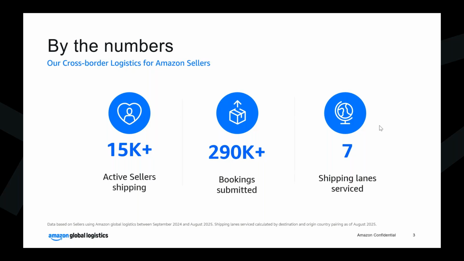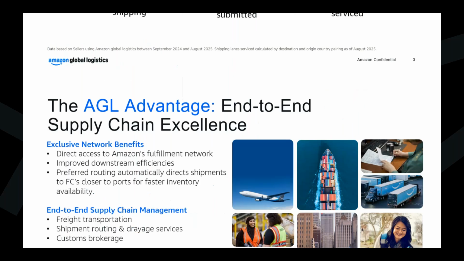So also by the numbers on Amazon Global Logistics, I think something really interesting to mention is how many sellers are actually already actively using our service. And you can see here that we have around 15,000 active sellers at the moment using our service. We have around 290,000 bookings submitted and around 7 shipping lanes that we are using. And this is in the time 2024 to 2025. So more growth to be shown very soon.